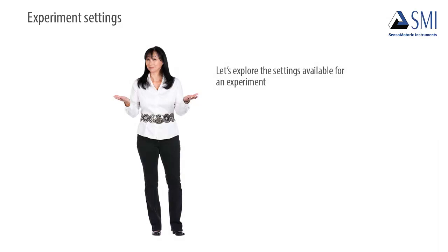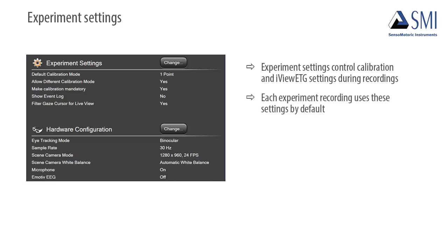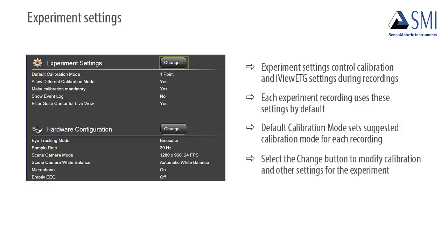Let's look at the settings you can modify for an experiment. Experiment settings control calibration and iView ETG settings for recordings. These settings are used by default for experiment recordings. The default calibration mode listed here sets the suggested calibration mode for every recording. Select the Change button to modify any of these settings.